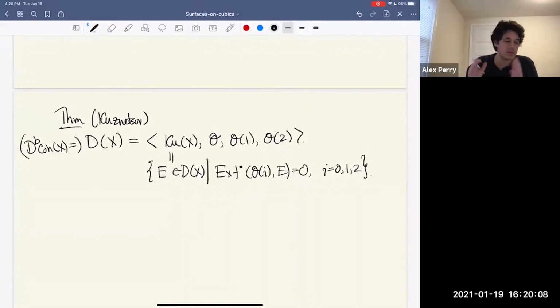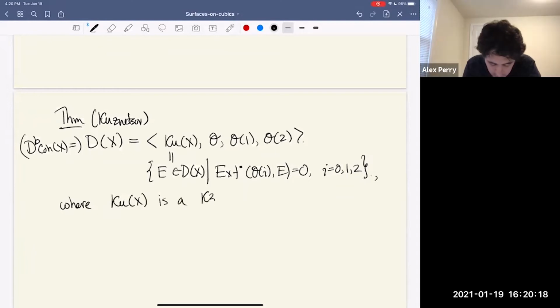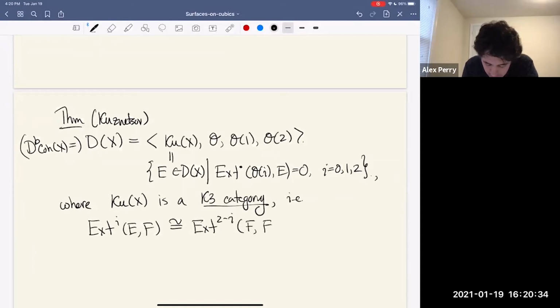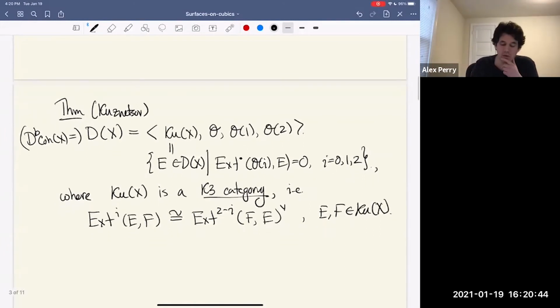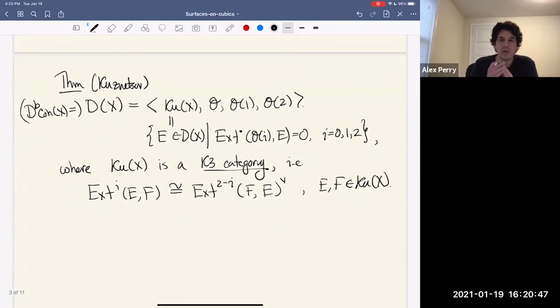Okay, so first of all, there is a semi-orthogonal decomposition like this. And the statement of this theorem is that this category, Q of X, is a K3 category, in other words, Serre duality in this category behaves just like Serre duality on a K3 surface. So there's a canonical isomorphism between these Ext groups whenever E and F are objects in this category. Okay, so that's this category Q of X. You can think of it as a kind of non-commutative K3 surface. Categorically, it behaves like the derived category of a K3.